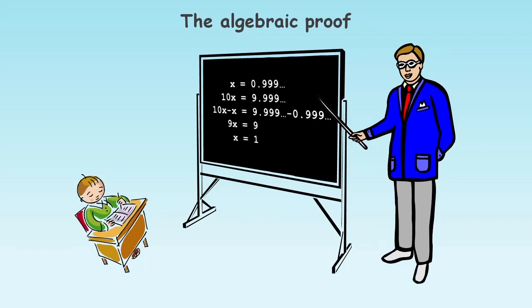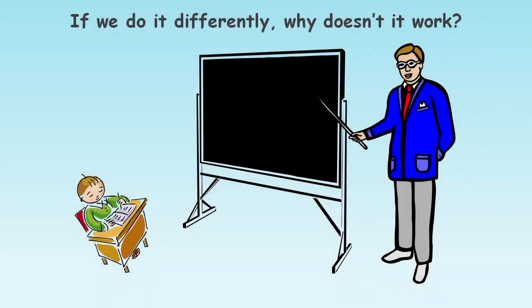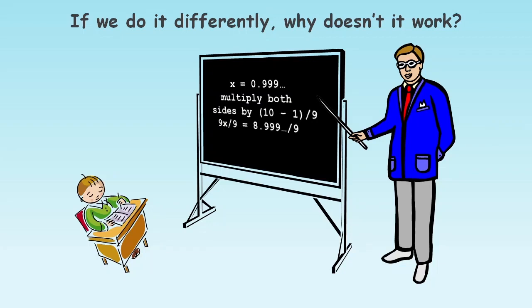This might look very clever, but just think about what's really going on here. We start with x equals 0.9 recurring, then all we do is simply multiply both sides by 10 minus 1 divided by 9, which is the same as multiplying both sides by 1. So we should end up with exactly what we started with. It shouldn't change to x equals 1. If we multiply both sides by 9 over 9, we get 9x over 9 on one side and 8.9 recurring over 9 on the other. And so this time we do end up with exactly what we started with.